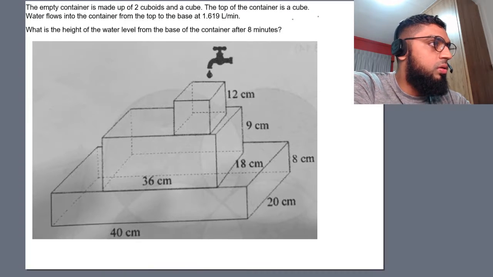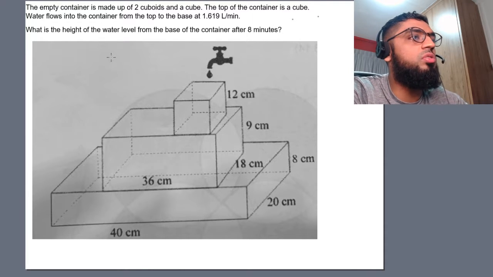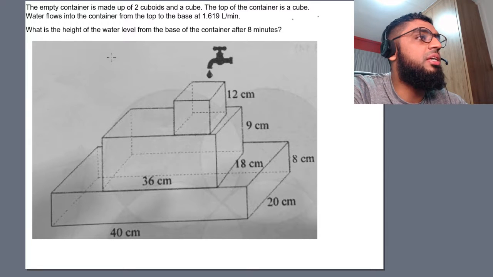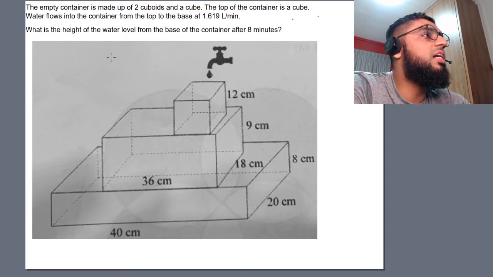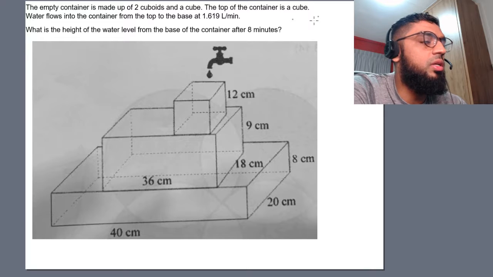The empty container is made up of two cuboids and a cube. The top of the container is a cube. Water flows into the container from the top to the base at 1.619 liters per minute. What is the height of the water level from the base of the container after 8 minutes?